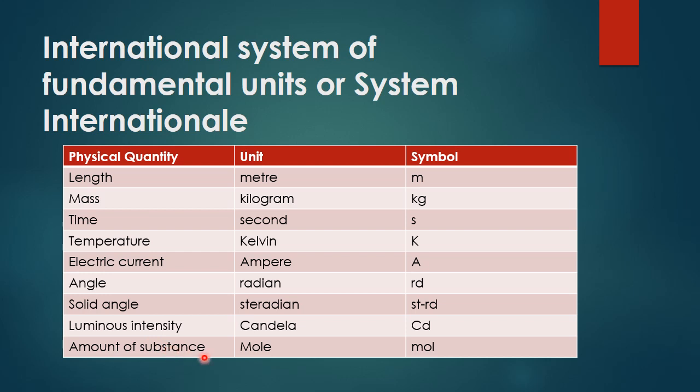Amount of substance, a very common term in your higher classes, 9 or 10 in chemistry, where you learn about chemical reactions, chemical equations, mole concept. So that is a very common term. Mole is the amount of substance formed during a chemical reaction, and the short form is small mol.